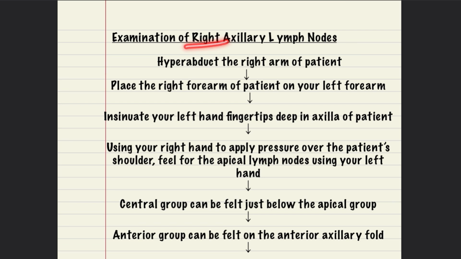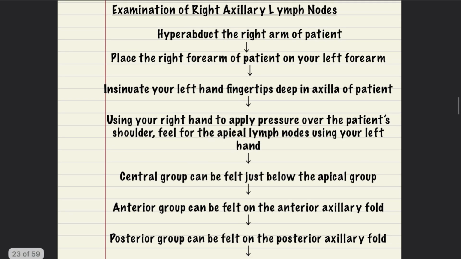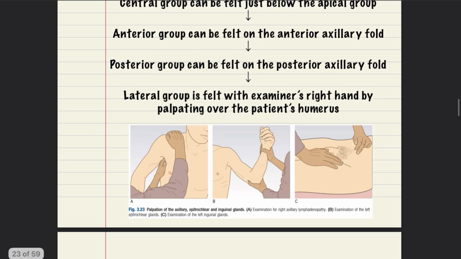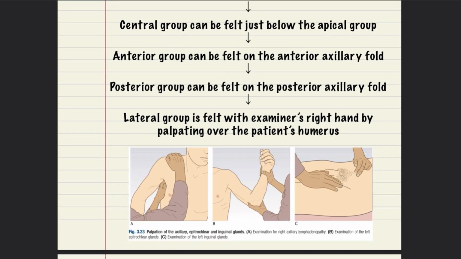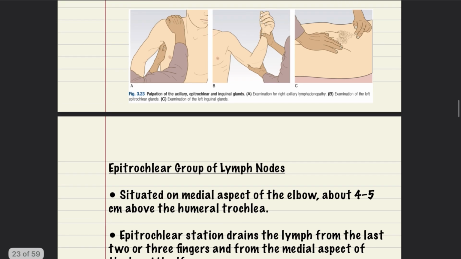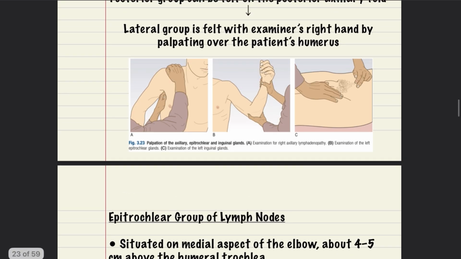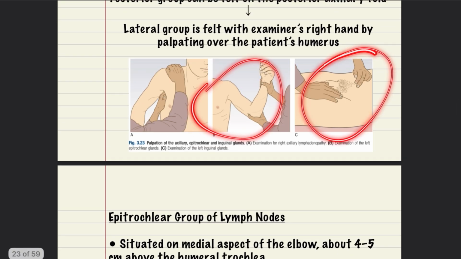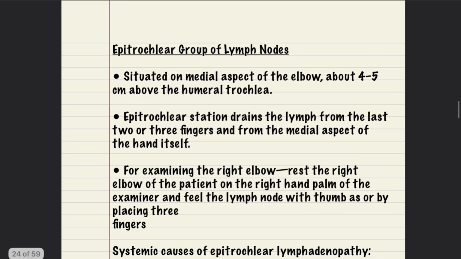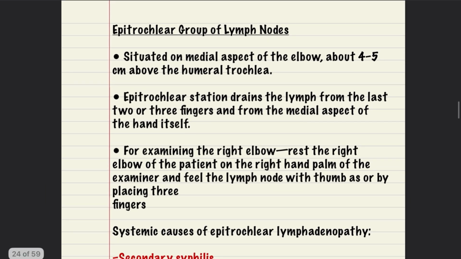For the right or for the left, the sequence is the same, just change the right to the left and vice versa. So this is all about the axillary lymph node examination. We also have the epitrochlear lymph node examination, as you can see here, and the inguinal lymph node examination. So epitrochlear, let me tell you epitrochlear also.